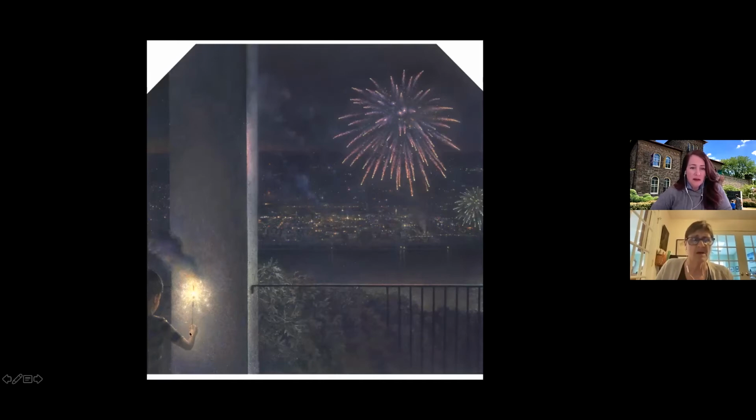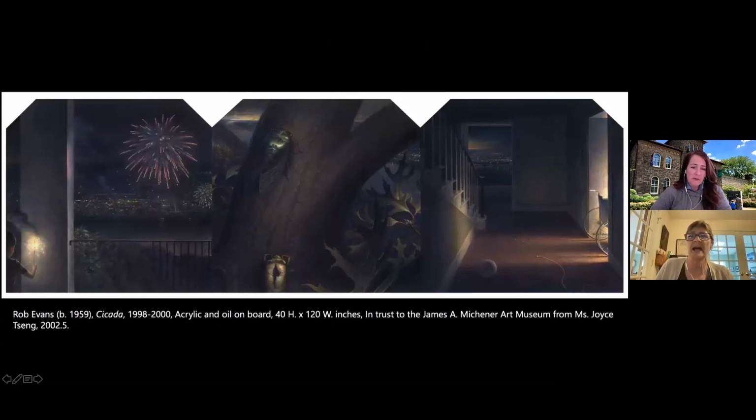Okay. Let's look at it again. I think it's interesting to look at it again as part of this larger complete piece. So what you pointed out was we saw some fireworks. We saw a boy over here on the left holding a sparkler. And this might be a good time to think about, do you see any images in this panel that are repeated in the other 2 panels? See anything that's consistent in all 3 panels?